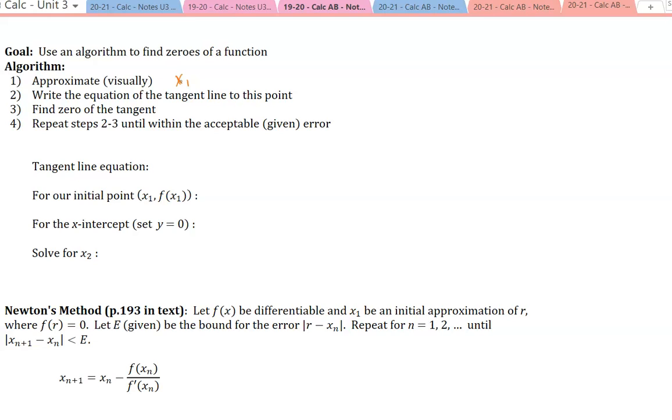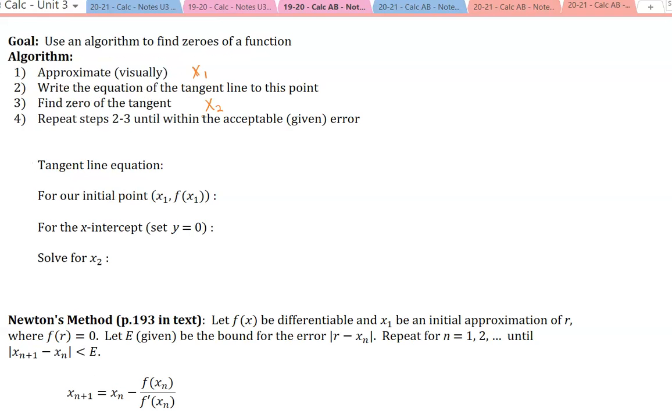Okay, then we're going to write the equation of the tangent line at that point. Well, actually, we're not going to write out the whole equation. We are going to use the equation of the tangent line. And then we're going to find the x-intercept of that tangent line, which would be the new x value. So that'd be x sub 2. And then we repeat those two steps over and over.